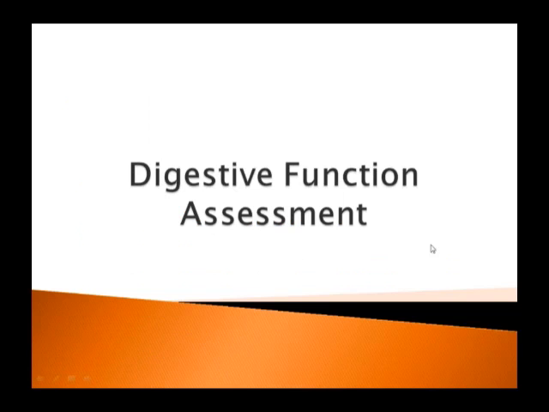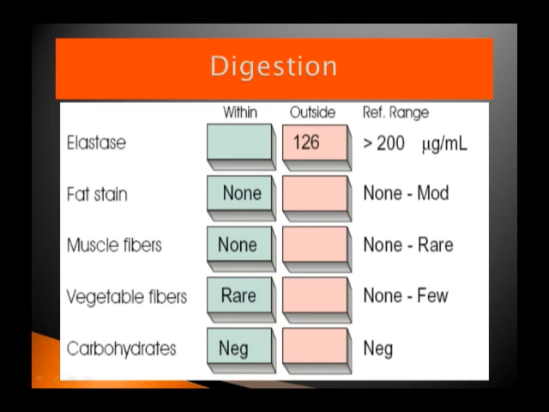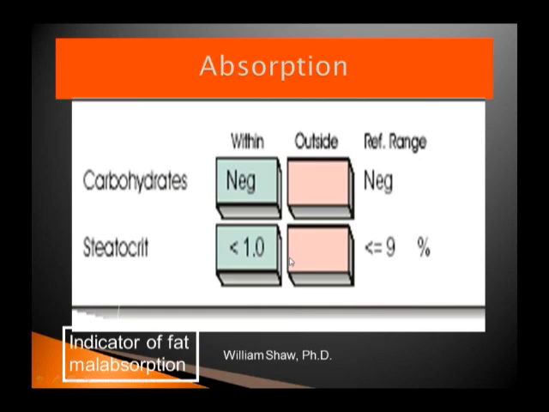Well, what about digestive function assessment? One of the other things on the stool analysis is looking at digestive function markers. One of the ones that comes back most commonly abnormal is elastase. Sometimes you'll find the fat stain or the vegetable fibers elevated, but it's the elastase that comes back most commonly, and it's linked to pancreatic enzyme output. So if you find that the elastase is low, it's a good indication that your child is not producing adequate pancreatic enzymes, and so supplementing with enzymes can be helpful.